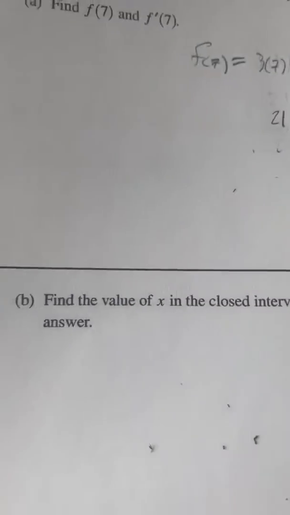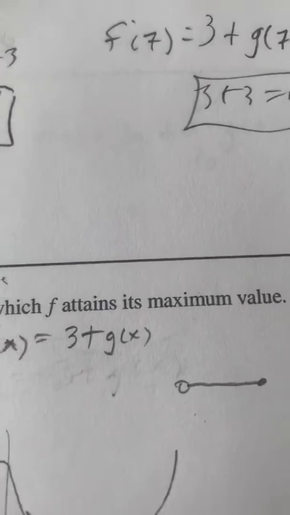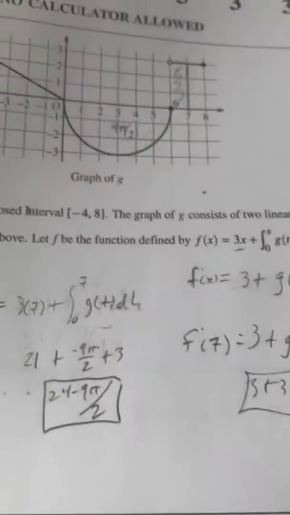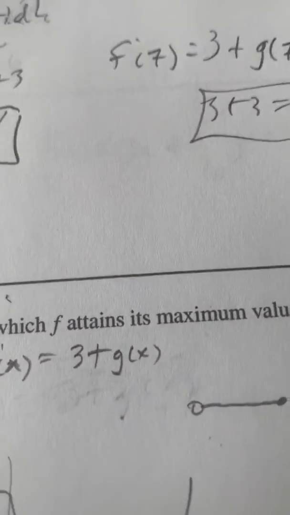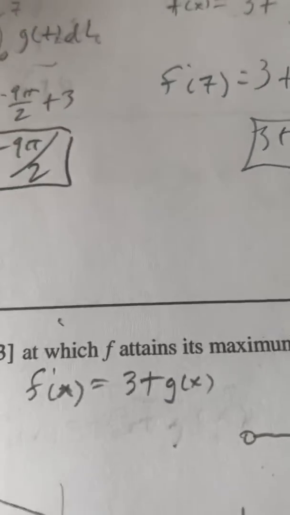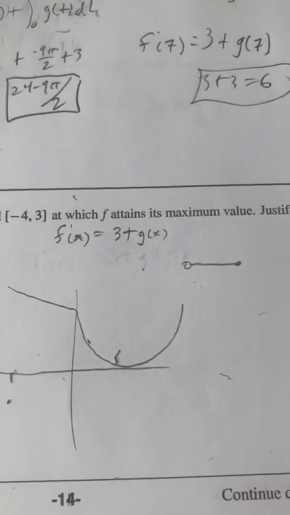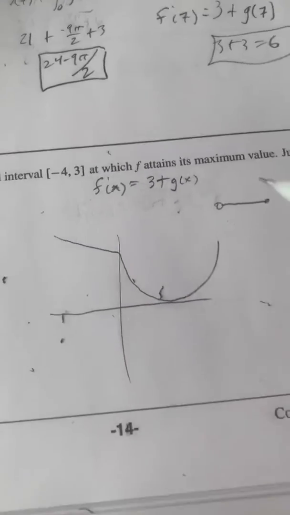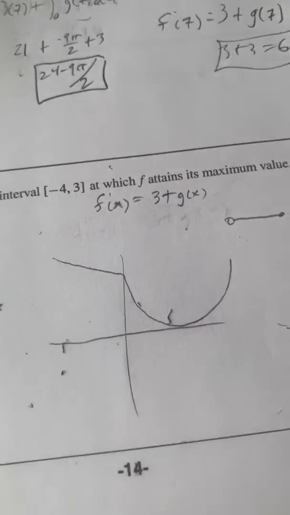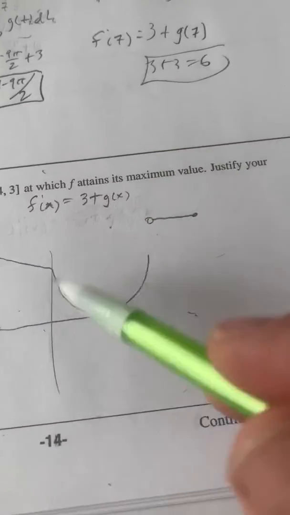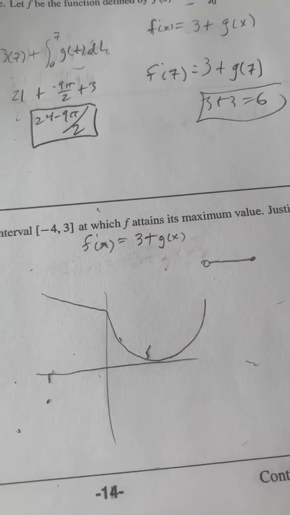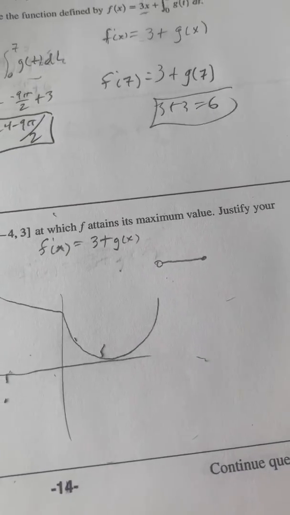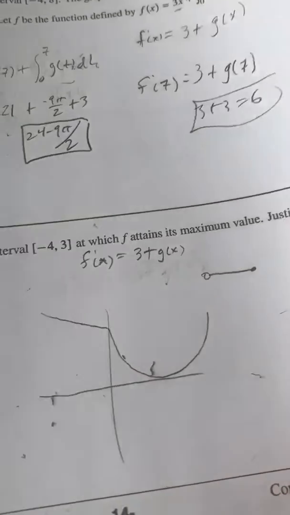And it says find the value on the closed interval where f attains its maximum value. So I drew a picture of f prime, so I just shifted this whole graph up 3 spaces. And when I did that, I noticed that it was always above the x-axis, which means f prime is always positive, which means f will take its max at the end, and I'll just say that. I'll say since f prime is never negative, f will have its biggest value at the end of the interval, which is at x equals 8. Everybody okay with that?